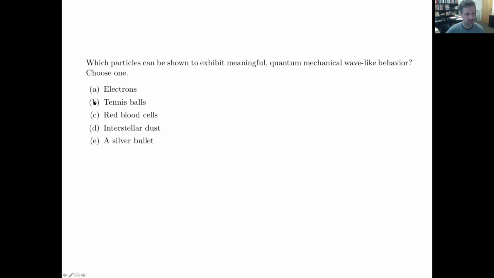So all of these, B, C, D, and E, are not displaying any meaningful wave-like behavior in the quantum mechanical sense. The electron is the only particle here that has meaningful quantum mechanical behavior.